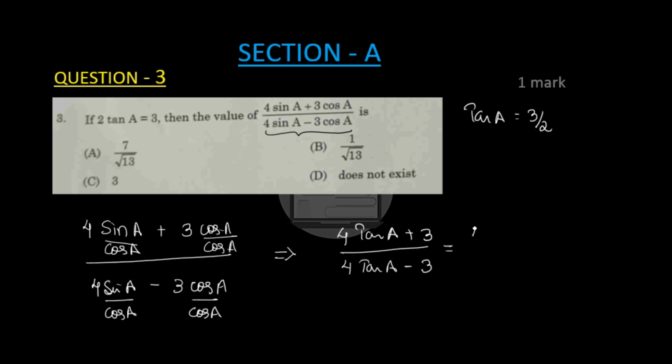Just go ahead and substitute your value of tan A as 3 by 2 plus 3 whole over 4 times 3 by 2 minus 3, which gives you a 6 plus 3 over a 6 minus 3, which gives you a 9 over 3, which gives you the choice C as your answer, which is 3. So the value of 4 sin A plus 3 cos A over 4 sin A minus 3 cos A when tan A is 3 by 2 is nothing but 3.